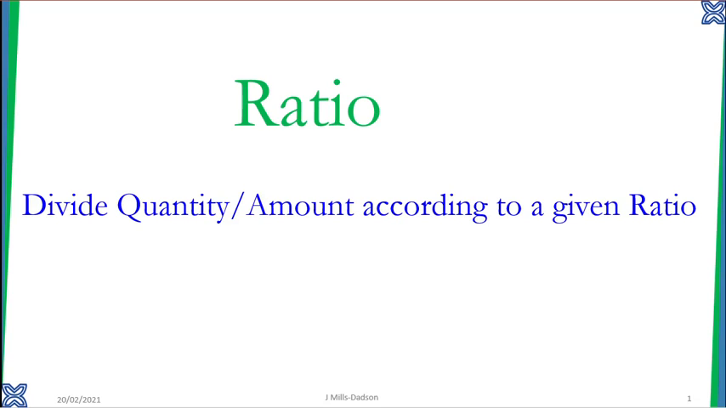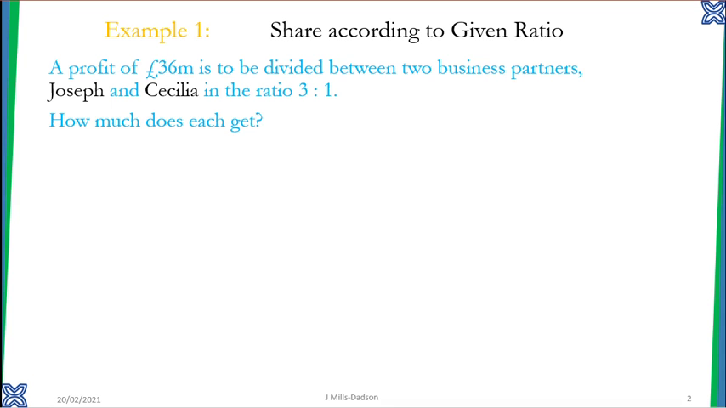In this lesson, we'll be talking about how to divide quantity or amount according to a given ratio. We have a simple example where Joseph and Cecilia are to share a profit of 36 million according to the ratio 3:1. We need to work out how much each receives. So we set up our ratio, Joseph 3 and Cecilia 1. And remember, ratio helps you to compare one thing to another.